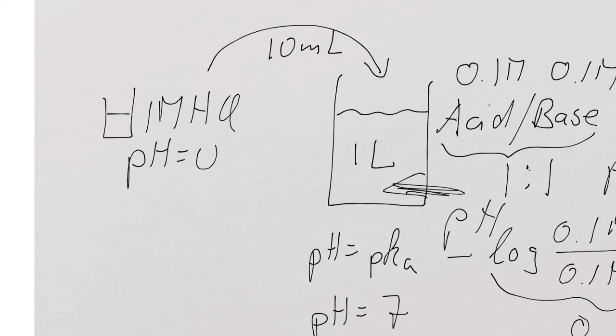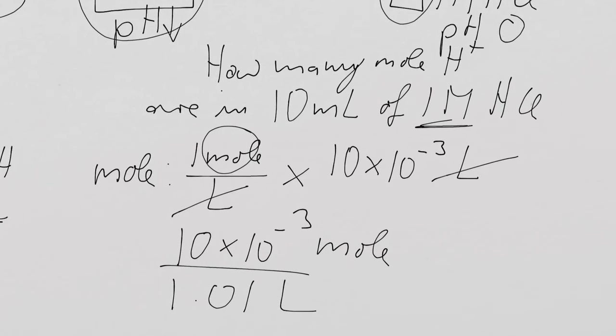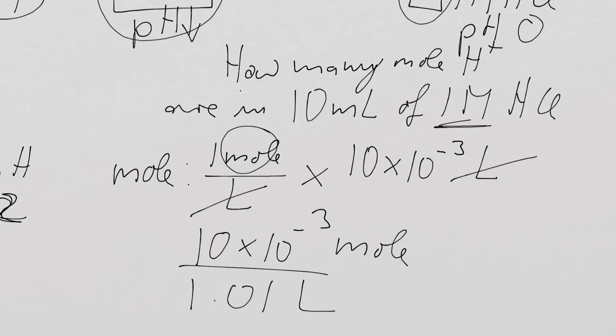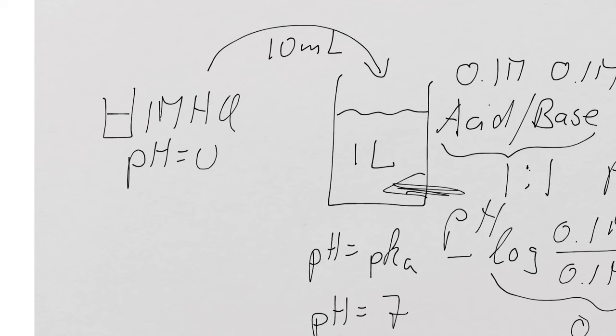How much of the protons do we add? Well, we've just done this calculation, haven't we? So we add, again, 10 times 10 to the minus 3 mole. I can write this as 10 millimole. So we add 10 millimole of protons.